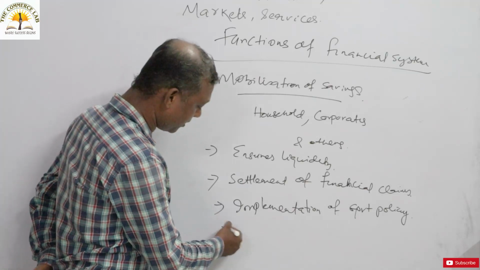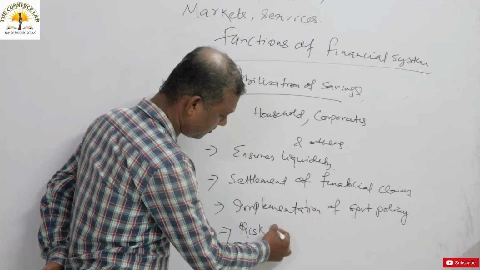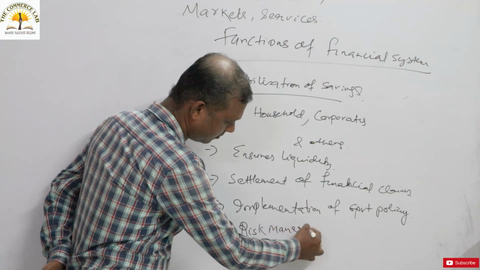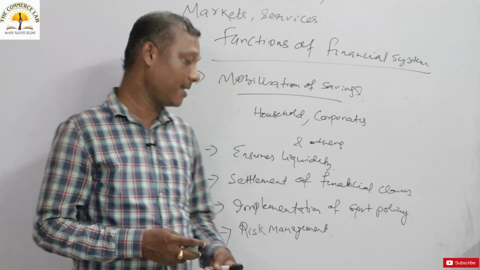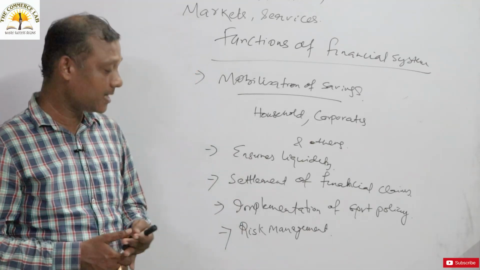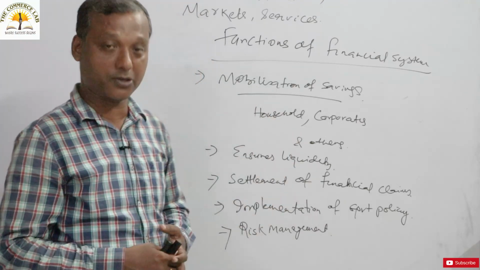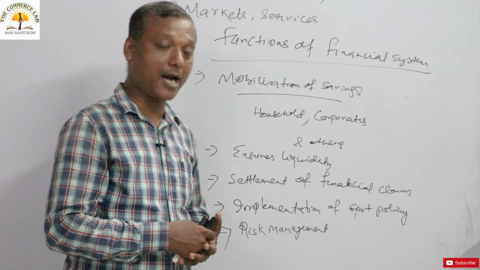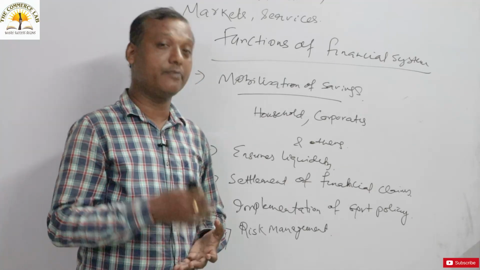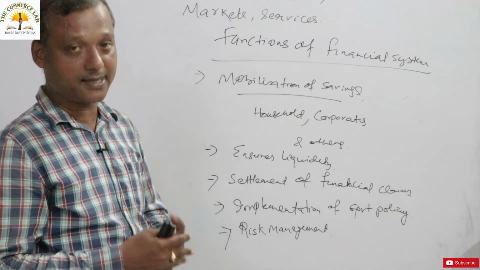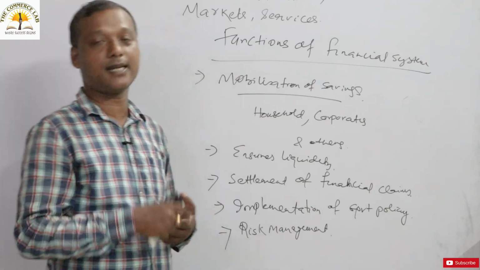Then comes the last point, which we can take as risk management. The last function of the financial market, the financial system, is risk management. We are implementing different types of services, we are providing different types of products. We can't say that there will not be any type of risks. There will be bound to be risk. It is sure that we will have different types of risk. Investment is nothing but taking risk.